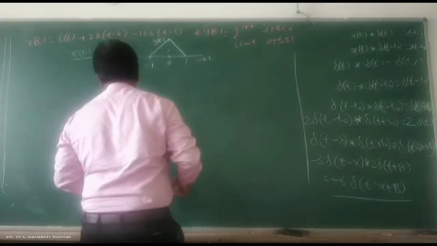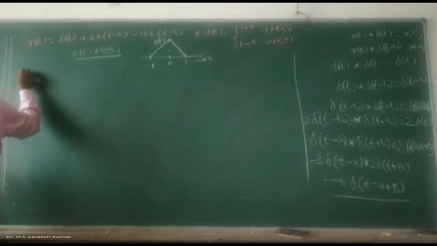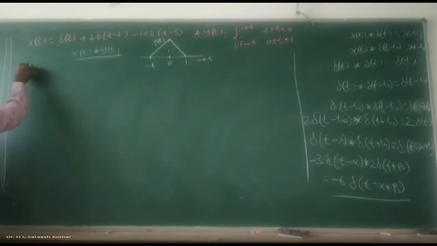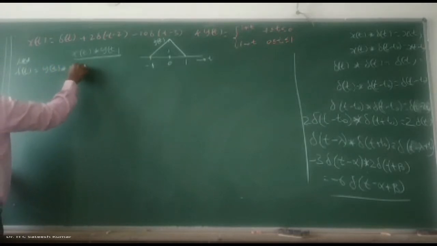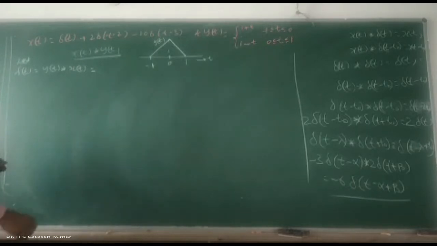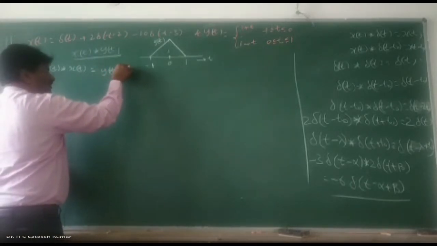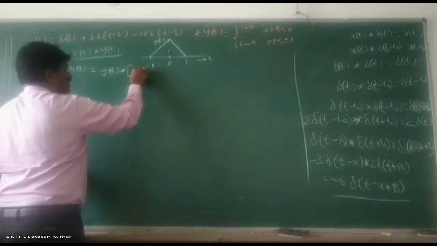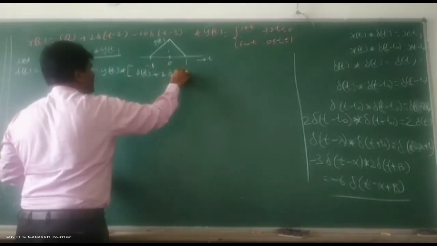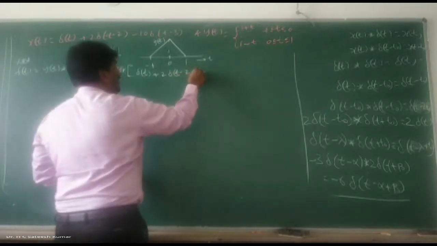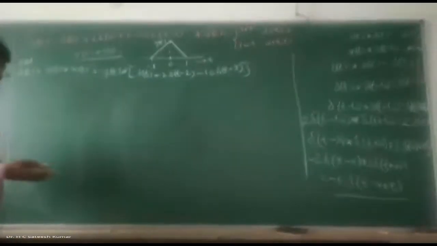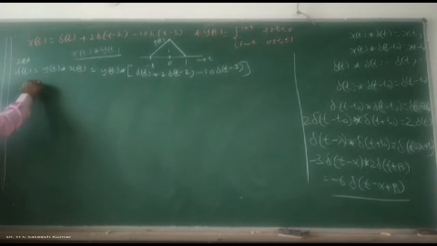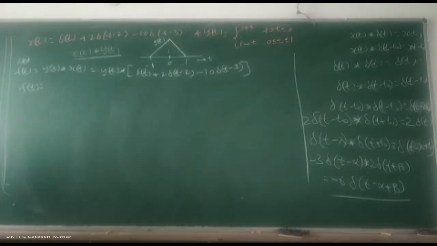Okay. Once you get this y of t, let us call it f of t. Let f of t be equal to y of t convolved with x of t, which is y of t convolved with delta of t plus 2 delta of t minus 2 minus 10 delta of t minus 3. Now use the property and simplify it. Using the property, convolution becomes mere addition or subtraction.